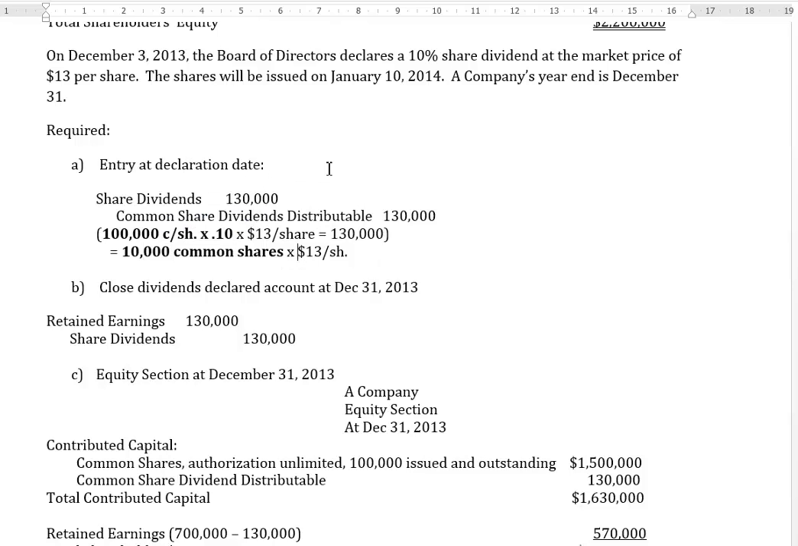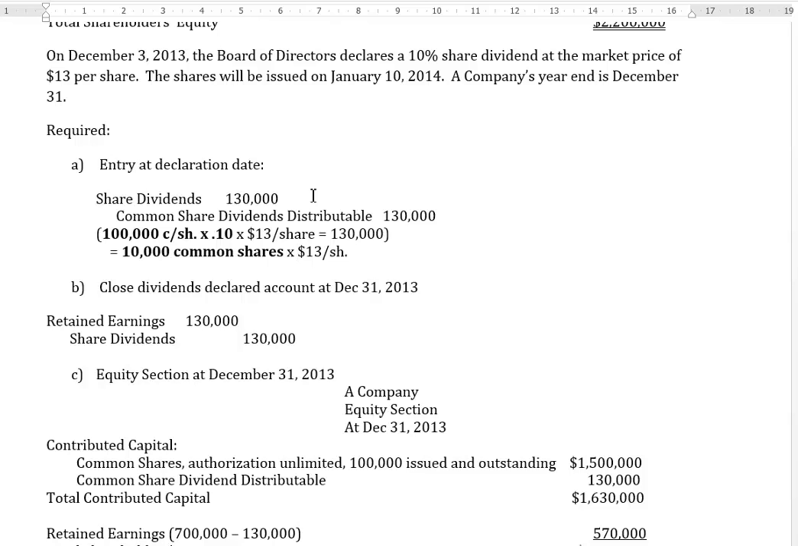Now, because we're declaring but not yet issuing the dividends, we debit an account called share dividends, which is what we call a contra equity account, meaning it's part of the equity section balance calculation, but it's a normal debit balance, which means it reduces shareholders' equity. Hence, it's a contra equity account.